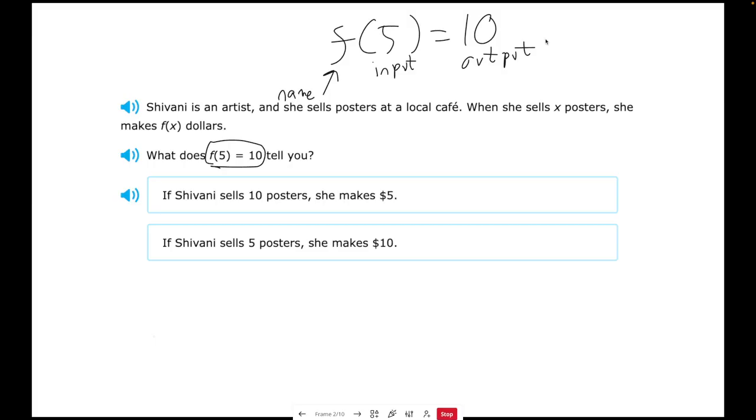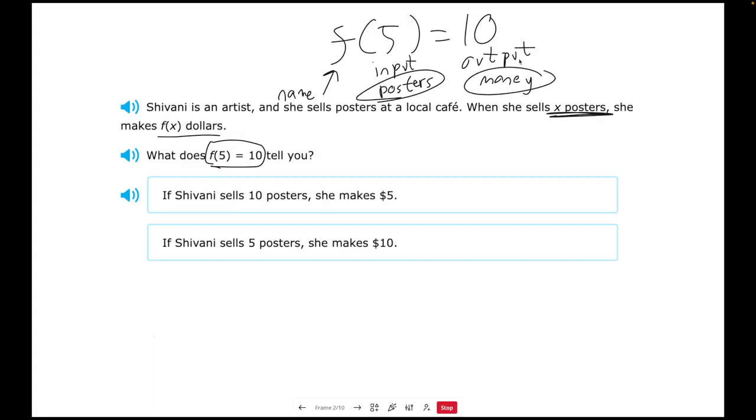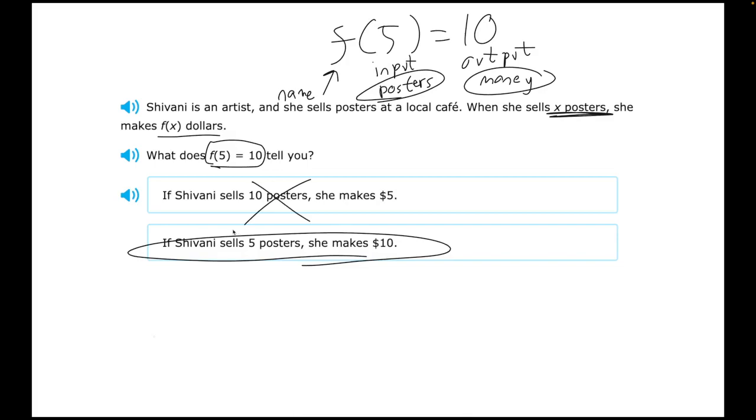And they told us when she sells x posters. So the x, the input, represents posters. And the output, 10, she makes f of x dollars. So this is money. Now let's put this into a sentence. When she sells 5 posters, she makes $10, which is this answer choice. This answer choice is incorrect because they flipped it. They said if she sells 10 posters, she makes $5.